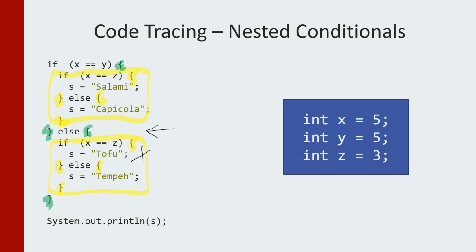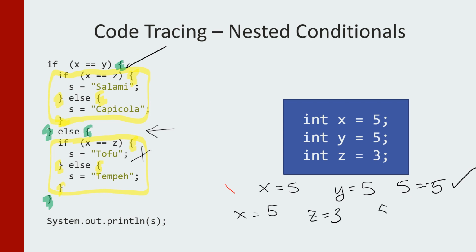Let's do another example where I have x is equal to 5 and y is equal to 5. In this case, I can check, is 5 equal to 5? And the answer is yes. So I know I'm inside this if statement. The next thing to check is if x is equal to z. So x is equal to 5, z is equal to 3. Is 5 equal to 3? No. So this is false, and I'm expecting this to print out capicola.